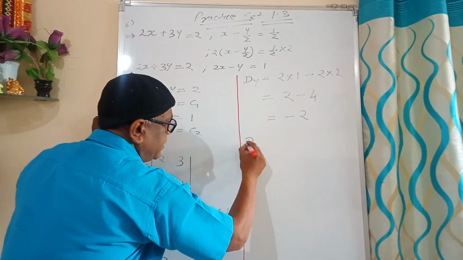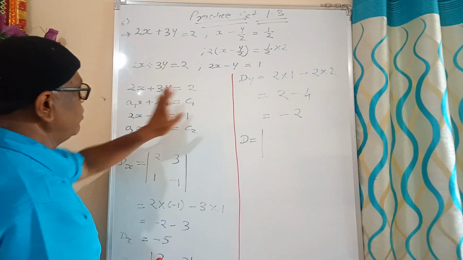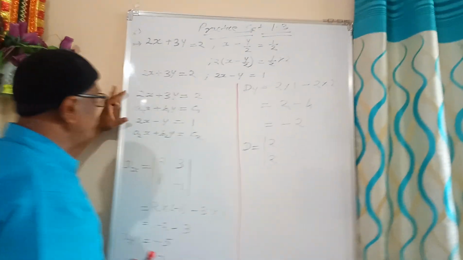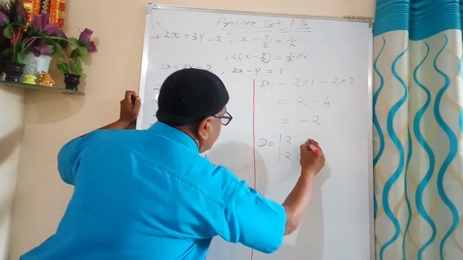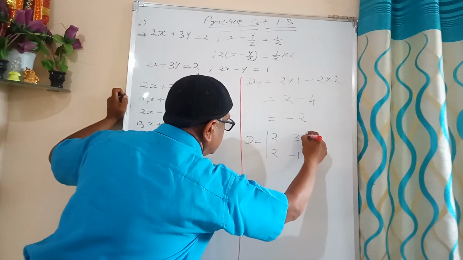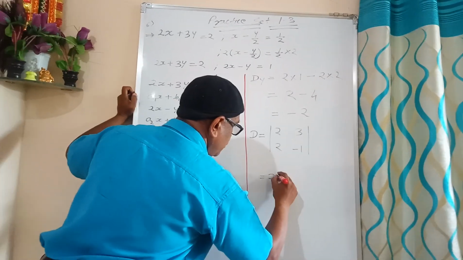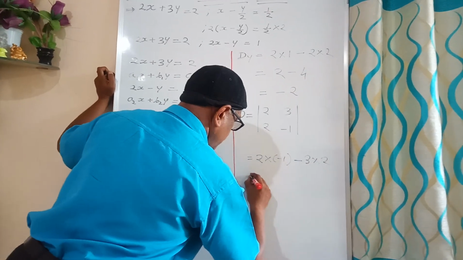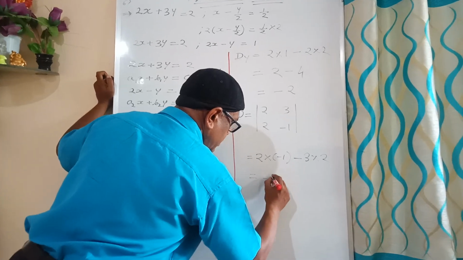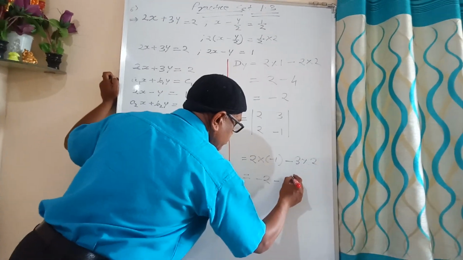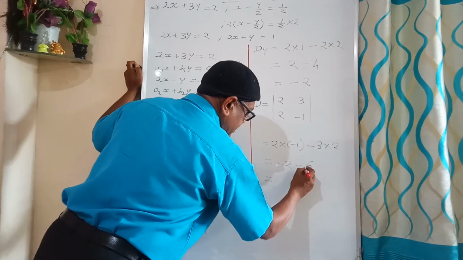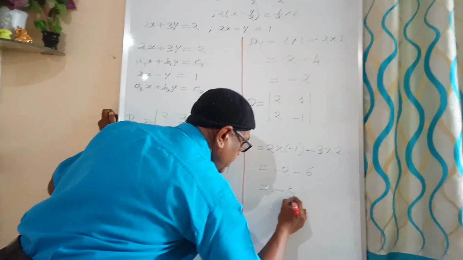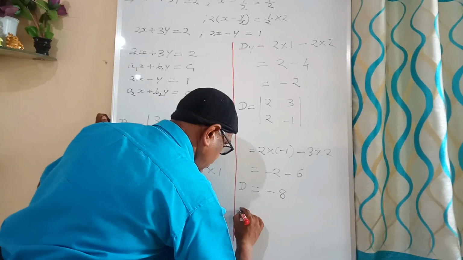Now D is equal to, close the constant terms, the coefficient of x you are going to take first, 2, 2, then the coefficient of y, 3 and minus 1, which is equal to 2 into minus 1 minus 3 into 2, which is equal to 2 into minus 1 is minus 2 minus 3 twos are 6, which is equal to minus and minus, keep the minus sign as it is and add it, 6 plus 2, that is 8. This is D.